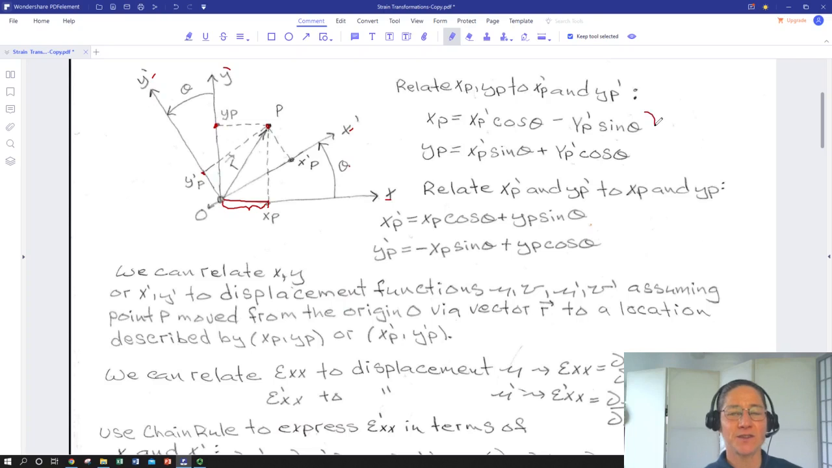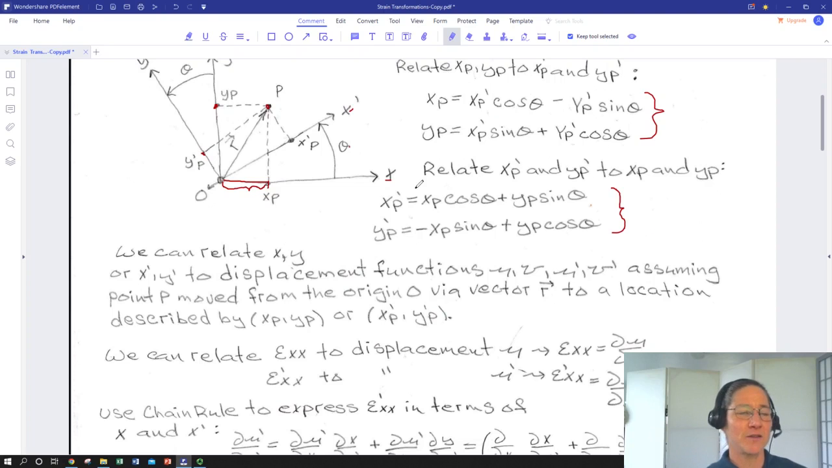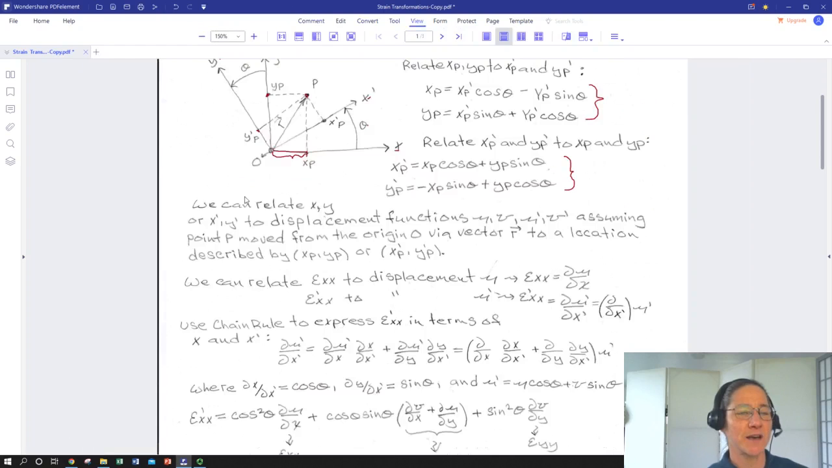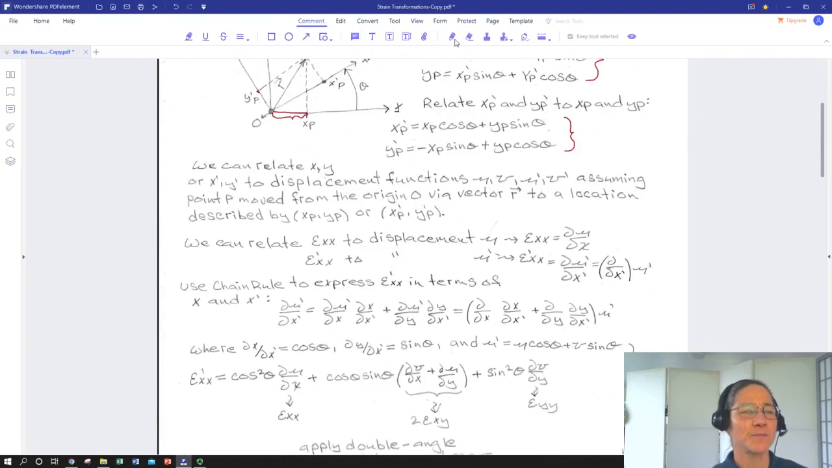Now these two sets of relationships are going to come in super handy when we start doing differentials of displacement and then relating that to strain. So we're going to just kind of keep an eye on those, and we may have to flip back to them as we move on. We'll just scan out a little so we can see things at the same time.